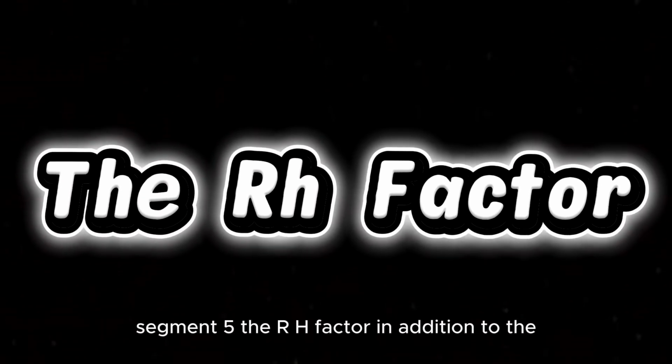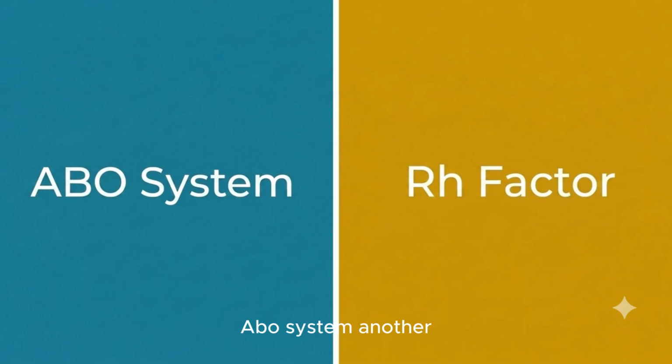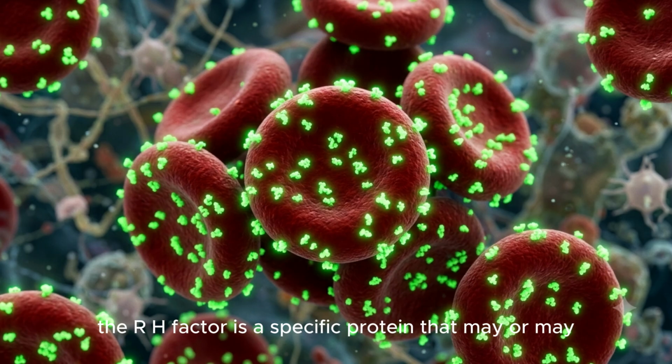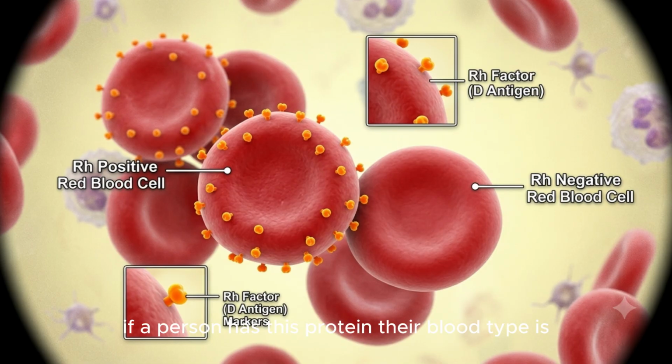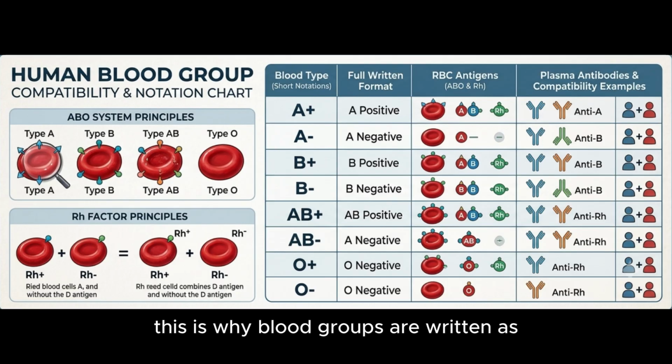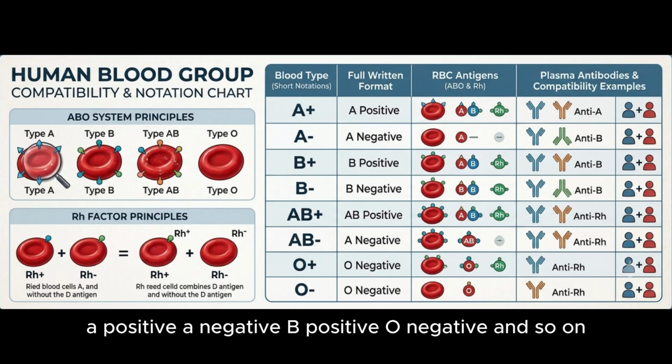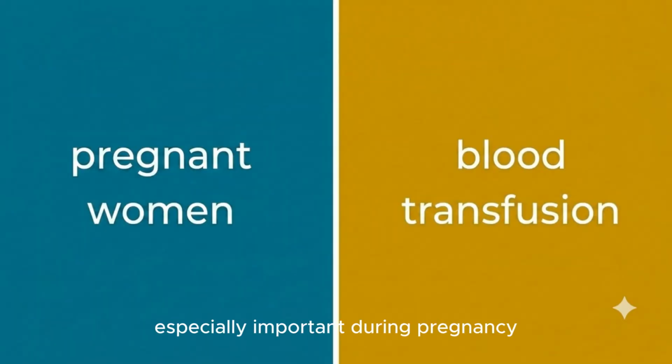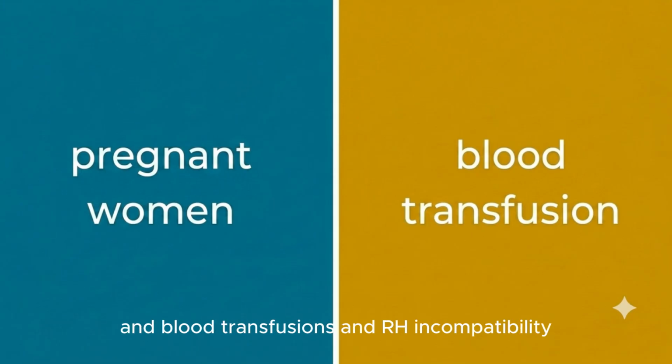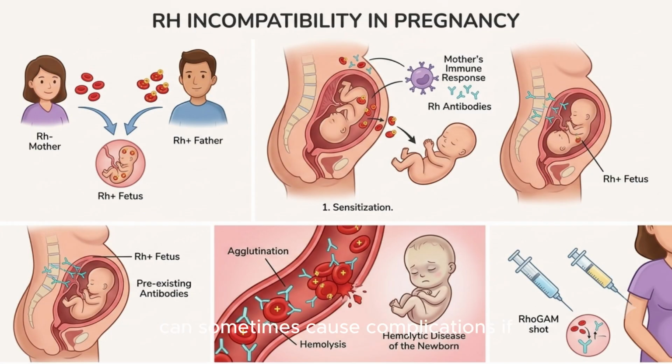Segment 5. The RH factor. In addition to the ABO system, another important classification is the RH factor. The RH factor is a specific protein that may or may not be present on the surface of red blood cells. If a person has this protein, their blood type is RH positive. If they do not have it, their blood type is RH negative. This is why blood groups are written as A positive, A negative, B positive, O negative, and so on. The RH factor is especially important during pregnancy and blood transfusions. An RH incompatibility can sometimes cause complications if not managed properly.